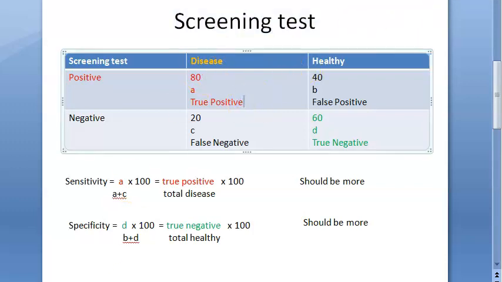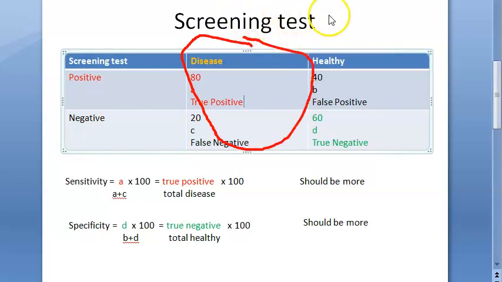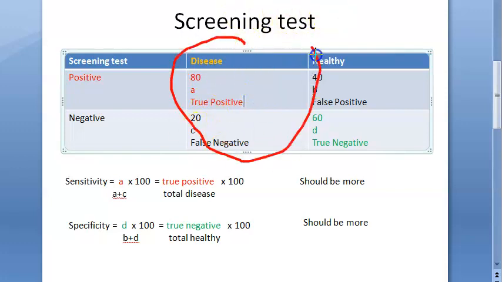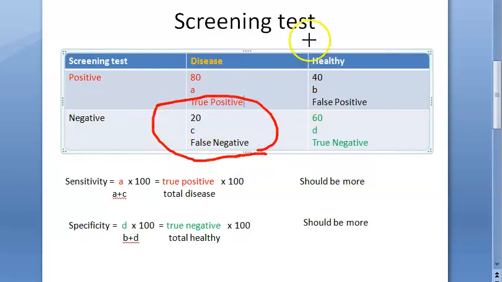So let us say we have a screening test, and these are the diseased people. Of the diseased people, a total of 100 people have the disease, only 80 people get a positive on a screening test and 20 people will not get a positive. That's really bad, right? They will have the disease and they'll go back home without knowing that they have the disease.